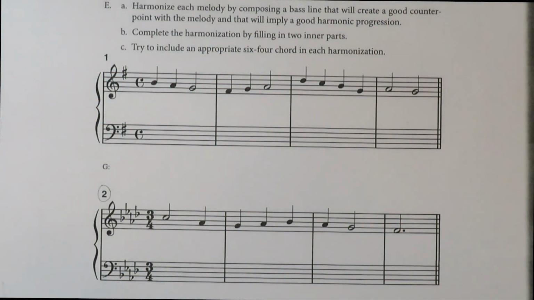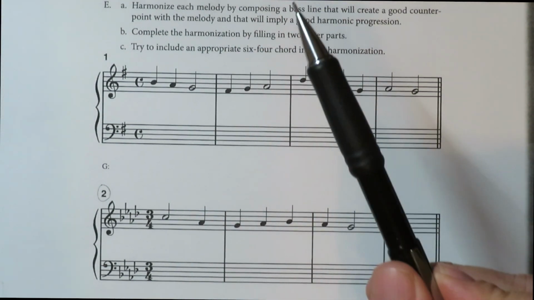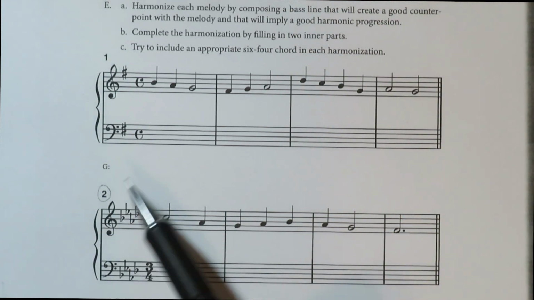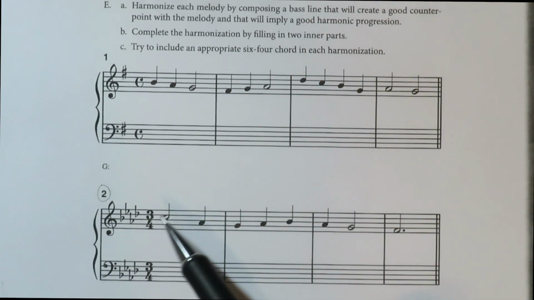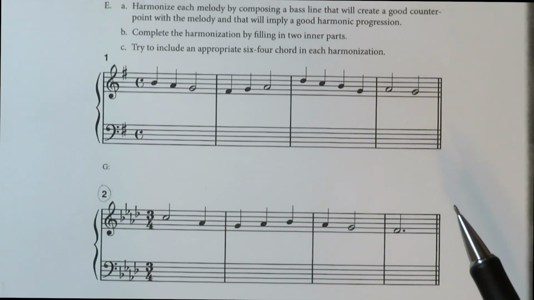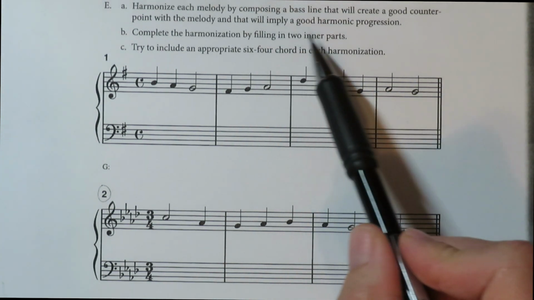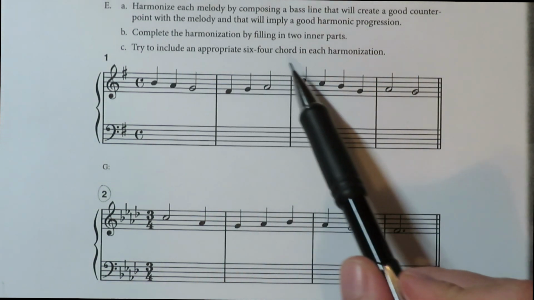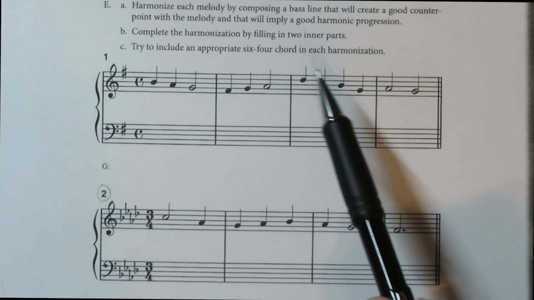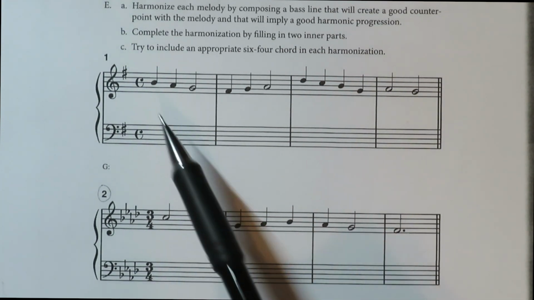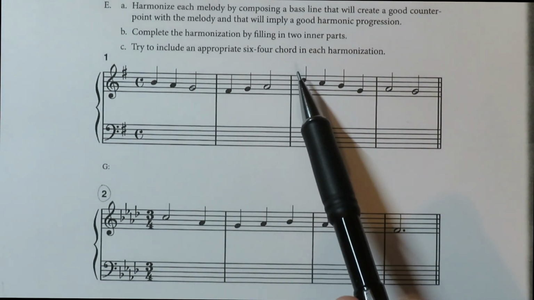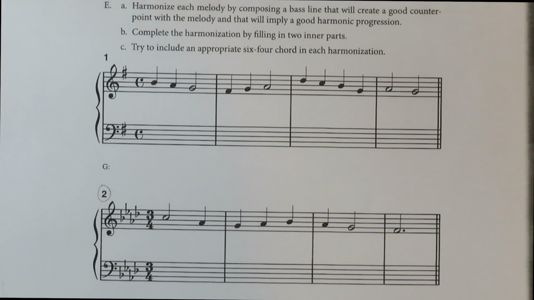Greetings. Okay, so here we are for part E, and we are to harmonize. We're only going to do number 2, so we need to harmonize the melody by composing a bass line that will create good counterpoint with the melody, and that will imply a good harmonic progression. Complete the harmonization by filling in 2 inner voices, and try to include an appropriate 6/4 chord in each harmonization. So we're going to be doing number 2, and we're in F minor.